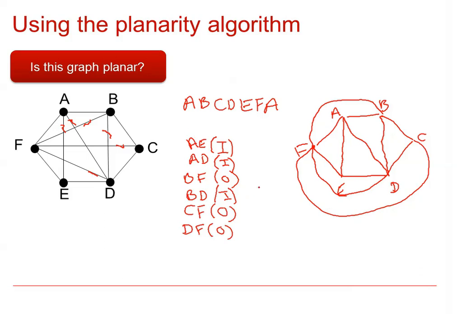Since every edge is labelled inside or outside, we know that this graph is planar, and our diagram confirms that this is the case. So yes, this is planar.